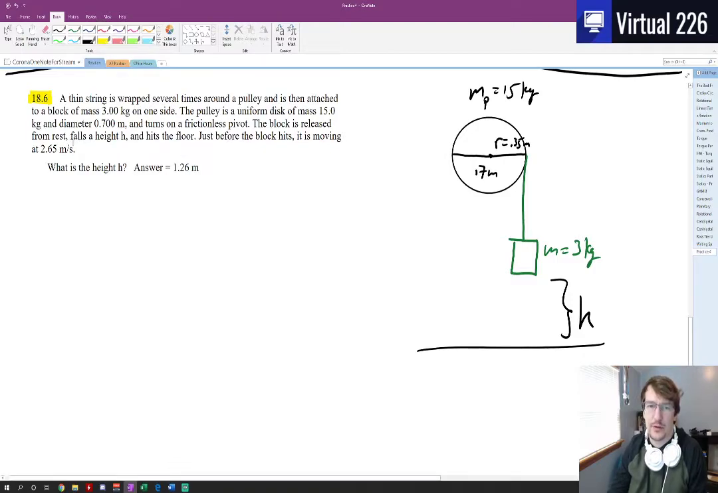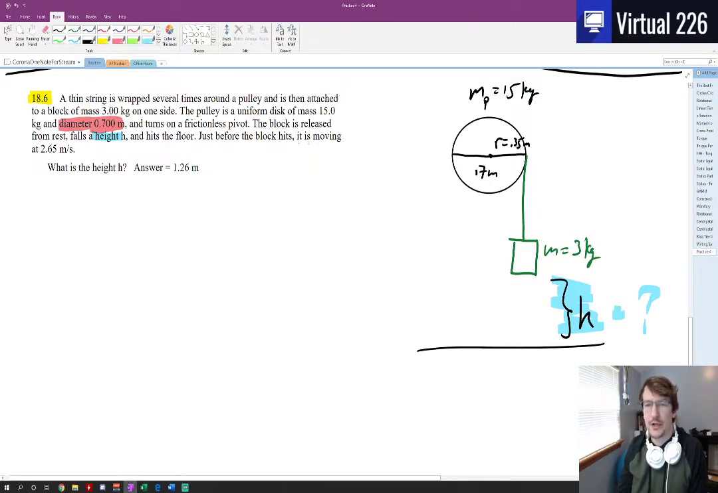That's a very important thing right here. Diameter is a danger word, because we often want radii when we're talking about this. And we're turning on a frictionless pivot, which is nice because we don't have to worry about any frictional losses of energy. The block is released from rest and falls through a height h, which we have over here. We don't know what that is. That's what we're looking for.